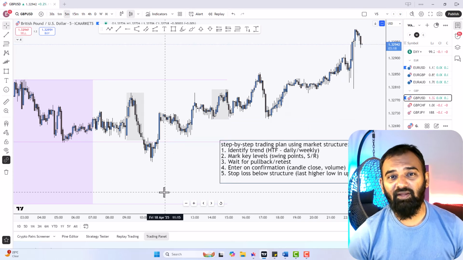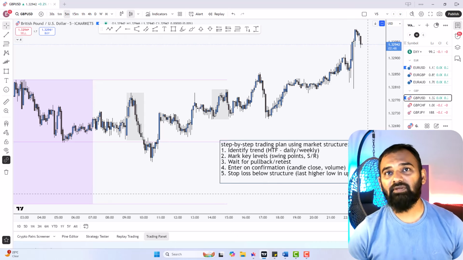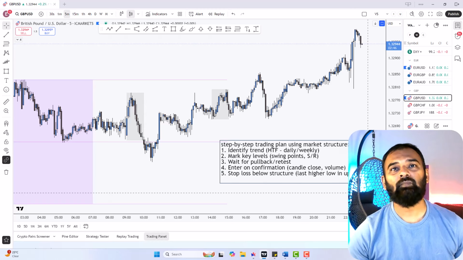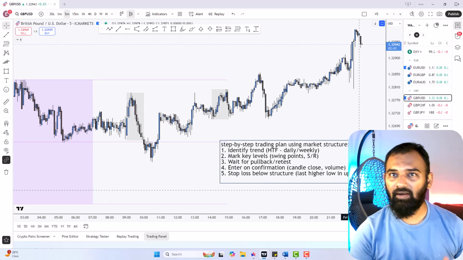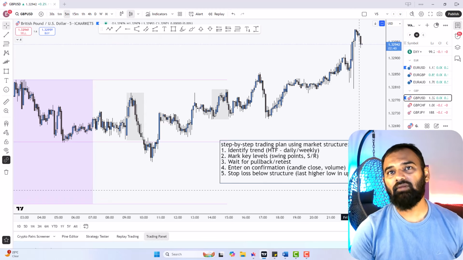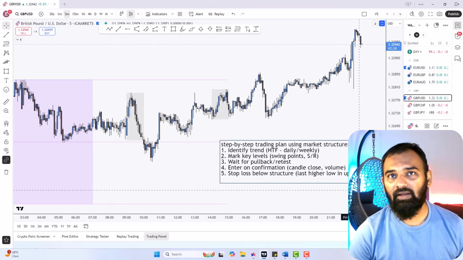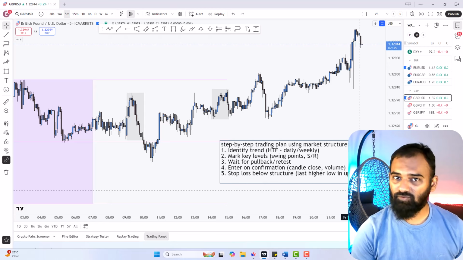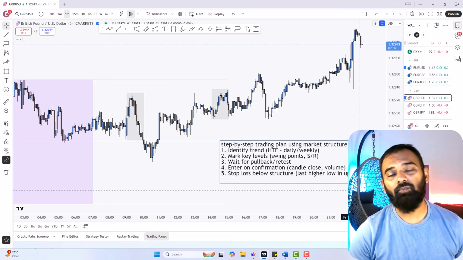Now you have understood everything in structure. Let us put it together. So here is my step-by-step trading plan using market structure. Number one, identify trend. High time frame is very good. Then we can trade on lower time frame. Mark key levels. Again, the key level should be on high time frame. Wait for pullback and retest.